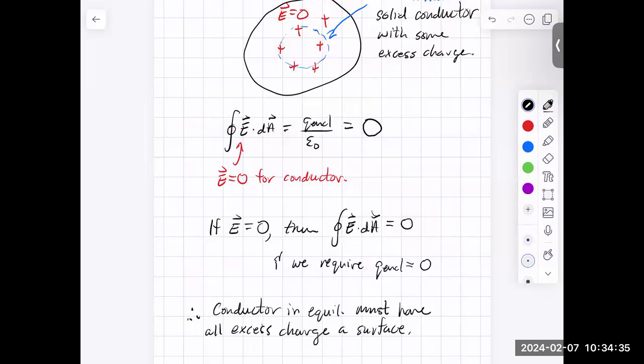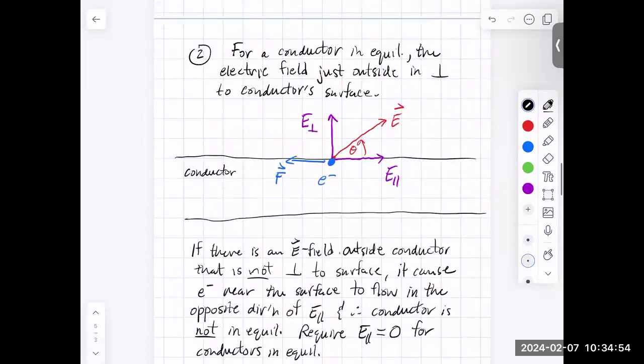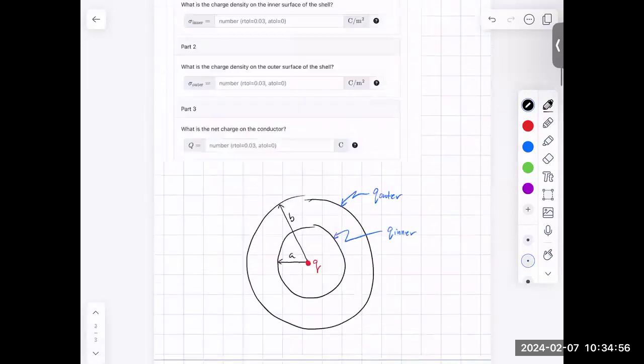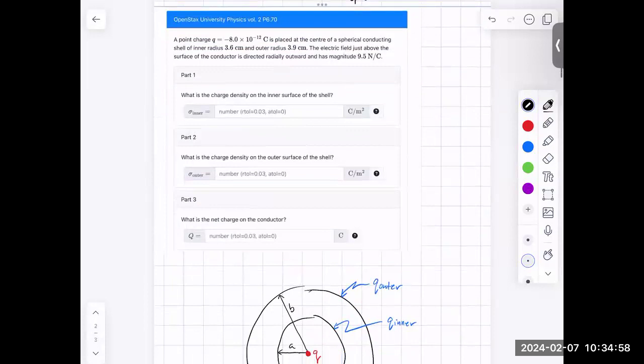Okay, so those are the three properties that I wanted to cover for conductors in equilibrium. Now you have everything you need to do the current assignment. And what we're going to do is we'll take a closer look at that last problem, which is the most challenging one. Okay, let's just go back and let's just read the problem here. In fact, maybe what I'll do is I'll just copy this.